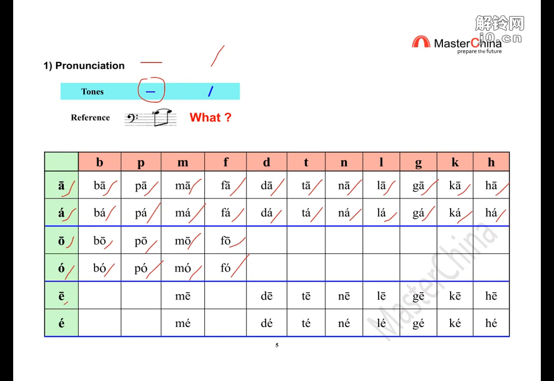First tone e: me, de, te, ne, le, ge, ke, he. Second tone for the e: me, de, te, ne, le, ge, ke, he.